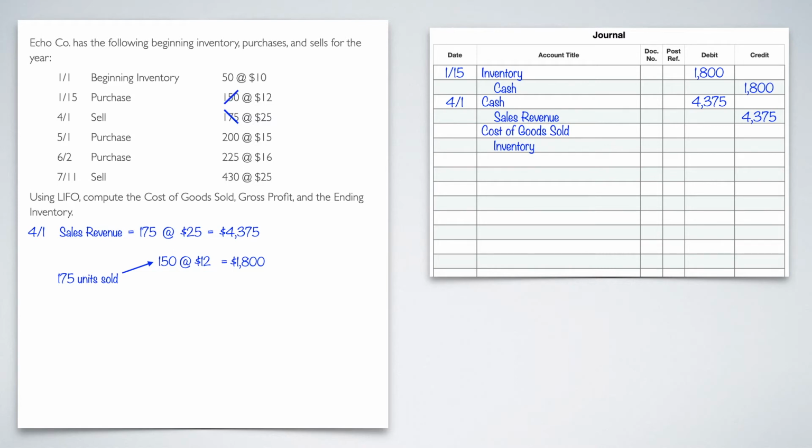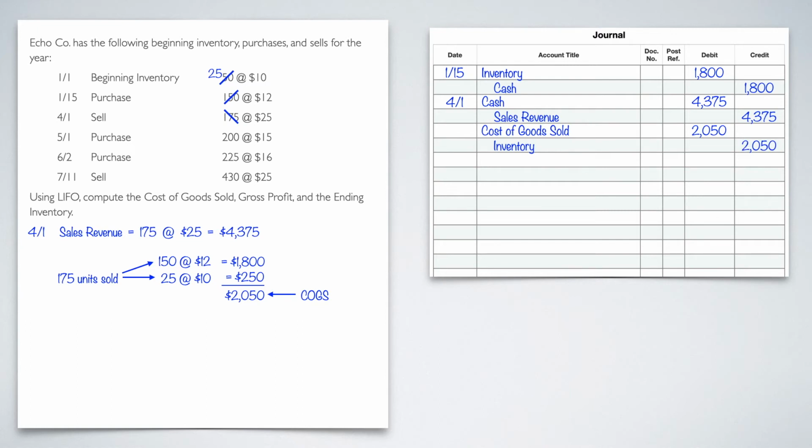I still haven't hit 175, so I need to pull out 25 more, and I'm going to pull those from the beginning inventory. So I'm going to say 25 at $10 a piece. That's going to be $250. Again, I'm going to put a little slash mark through the 50 because I don't have those anymore, but I do have 25 still. So I'm going to put myself a note that says, don't forget, you still have 25 from the beginning inventory. Now I'm going to add up the $1,800 and the $250. That gives me a total of $2,050. And again, that's going to be my COGS, so I'm going to put that in my journal entry. All right, that takes care of the first sale.